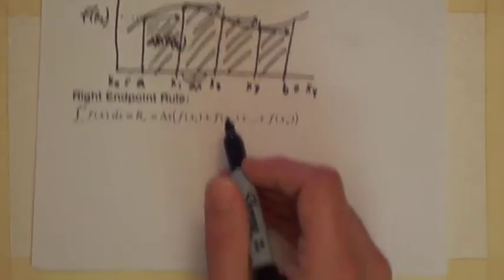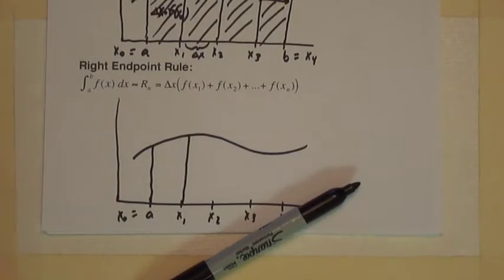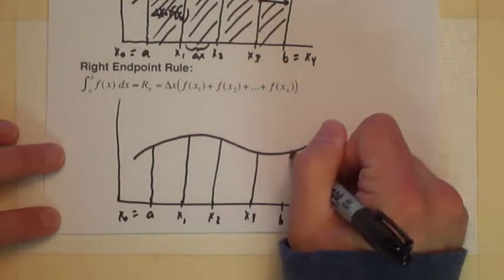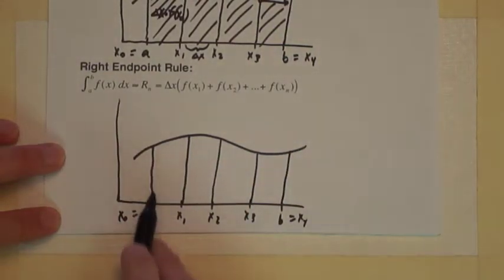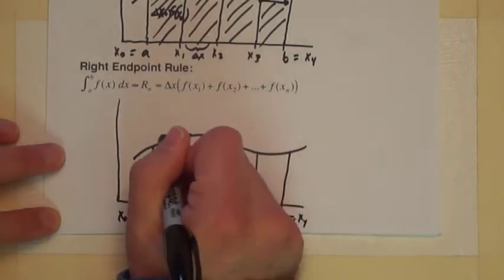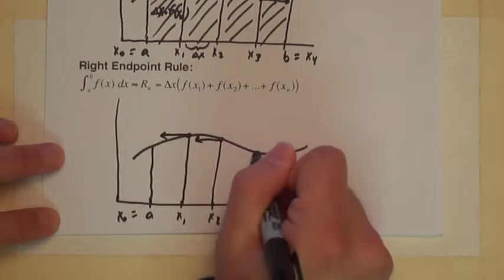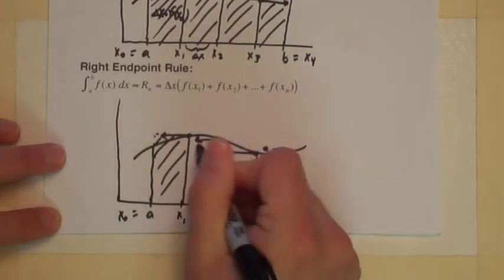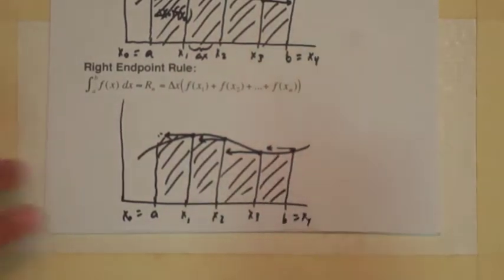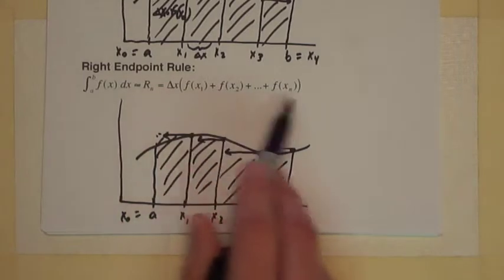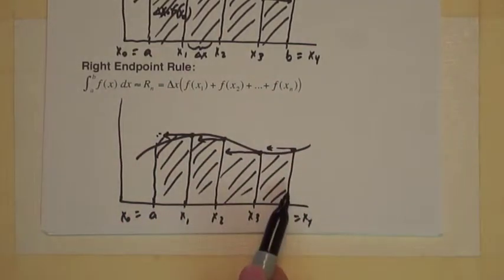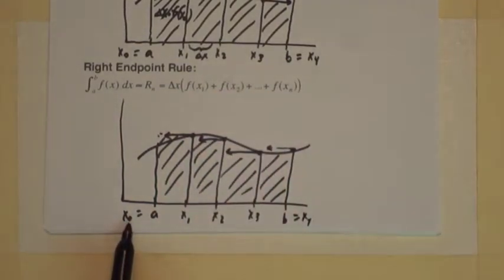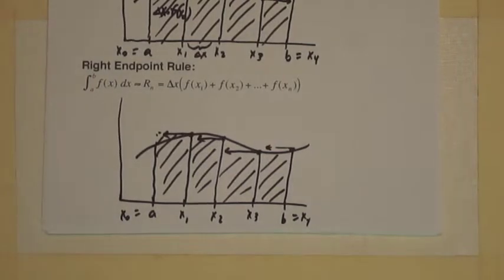Now, for the right endpoint rule, you make basically the same graph, except with one difference. The one difference is that instead of taking the left side of each of these regions, you start at the right side and go like this. So you make rectangles this way. And you can convince yourself that this is the proper formula to encapsulate this situation, where here the indices go from x1 through xn and don't include x0, because that first endpoint is not involved.